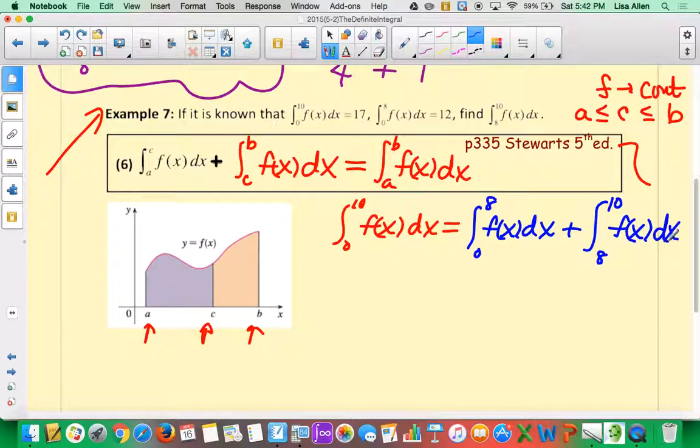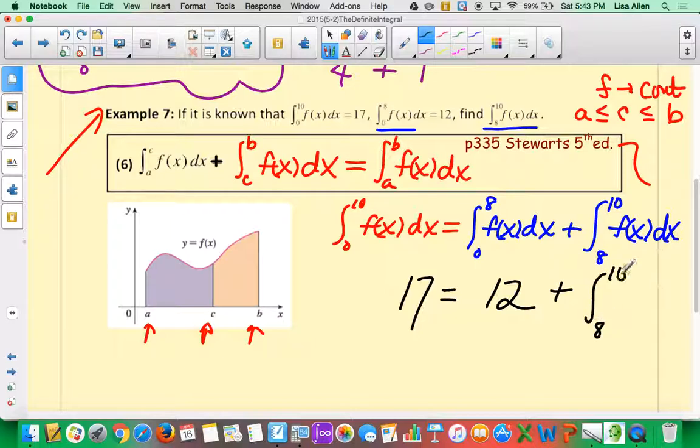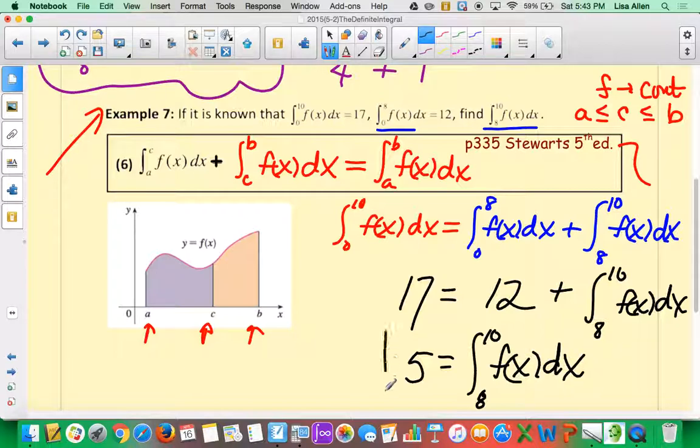I already have these integrals set up, and I have values for some of them. On the left-hand side, 17 is equal to, from 0 to 8, 12. But I want to find the last integral from 8 to 10 of f of x dx. So I just plug in the values: 17 minus 12 is 5, which gives the value of the integral from 8 to 10 of f of x dx.